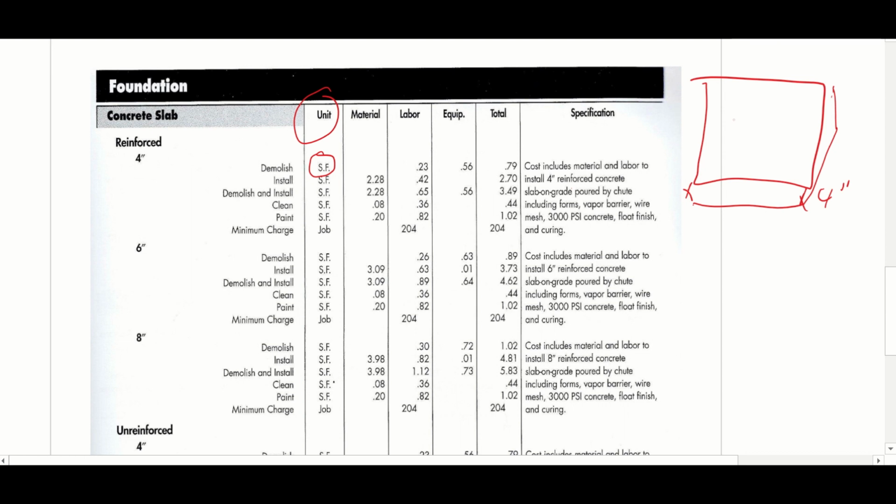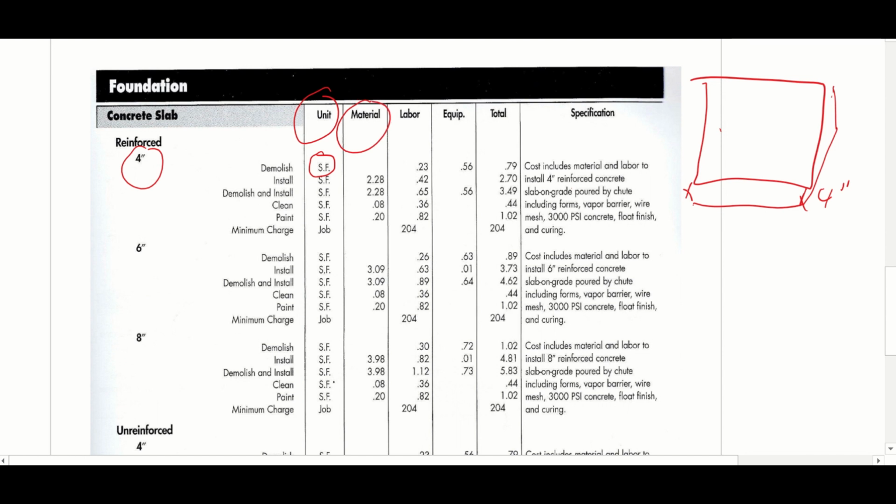If that patio is 4 inches thick, all I need to know is the width and the length so I can figure out the square feet of that job. And then I just look on the table if it's a 4, a 6, or an 8-inch slab. So we don't need to do the full volume calculation. We just need to know the number of square feet.